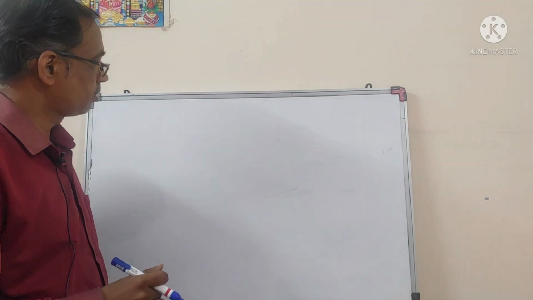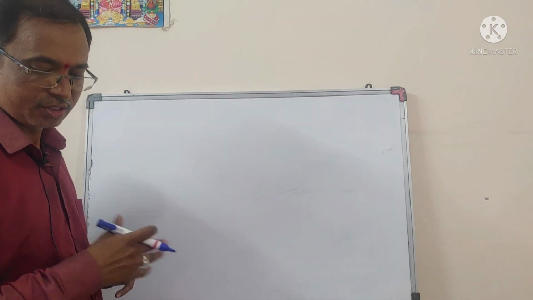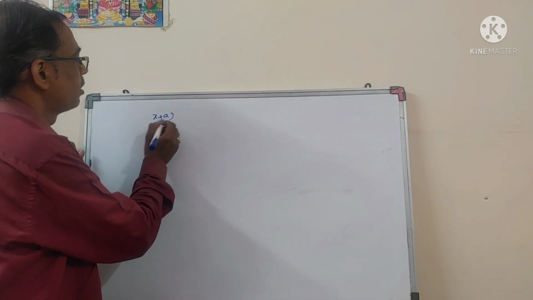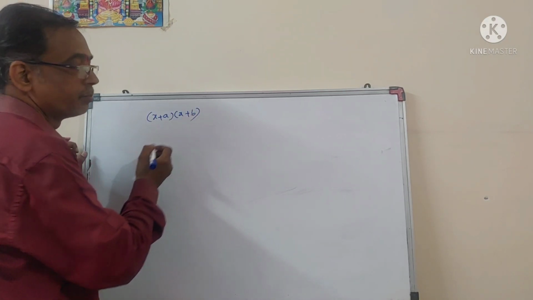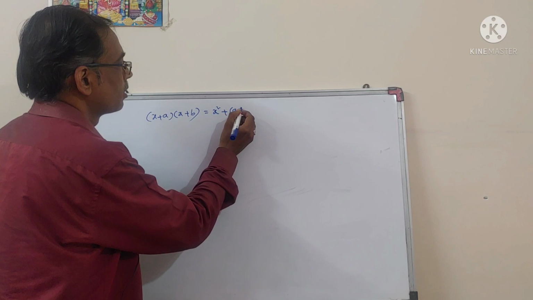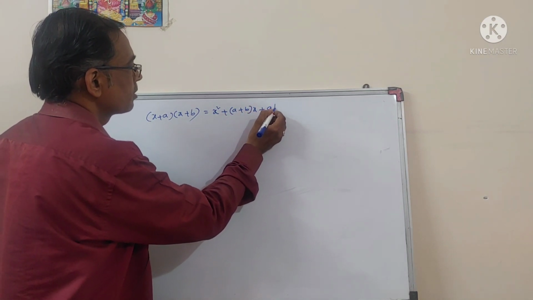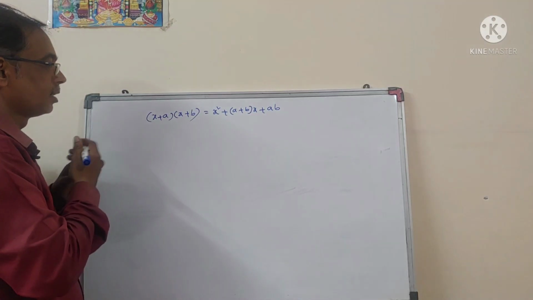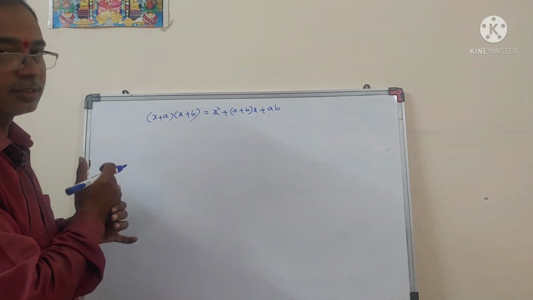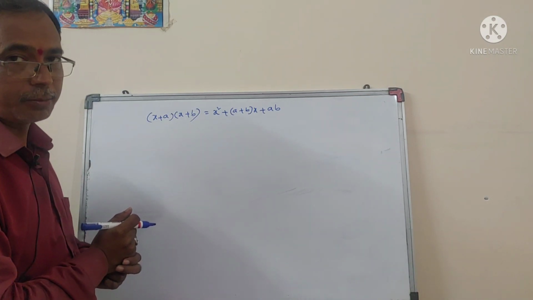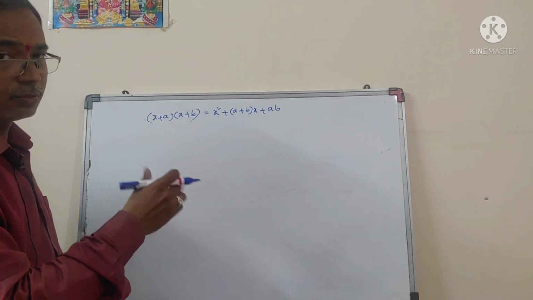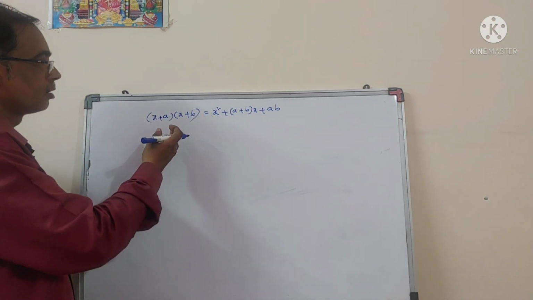Hello students, now let us discuss once again the factors of the form x plus a into x plus b, which means x square plus a plus b into x plus ab. Already we discussed some types of expressions which cannot be factorized by using the identities like a plus b whole square, a minus b whole square, and a square minus b square. So now let us see some more sums in this method.